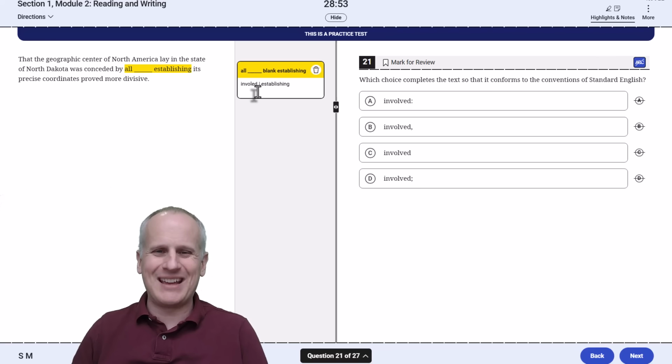And then we're going to do the same thing after the vertical line for establishing to determine whether we've got complete, complete, incomplete, complete, complete, incomplete, or two incomplete ideas jammed together around this punctuation.